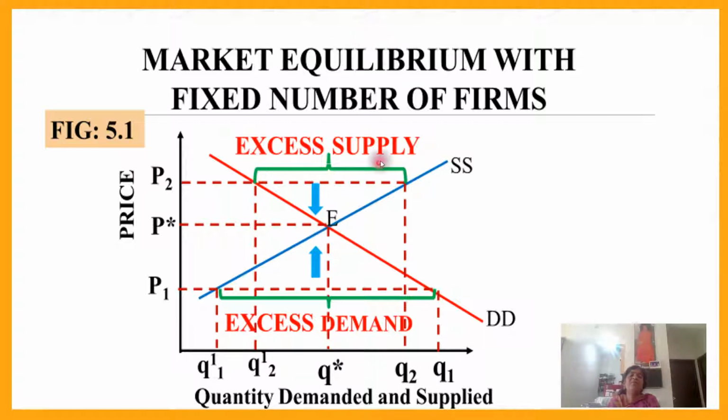At equilibrium, both the quantity supplied and quantity demanded are at the equilibrium quantity. We will see now what excess supply is. As we have already seen, excess supply arises when the price is greater than the equilibrium price. Here, this is denoted by P2. The notation P2 indicates a price greater than the equilibrium price P star. At P2, you extend this P2 line, and it will cut the demand curve DD first.